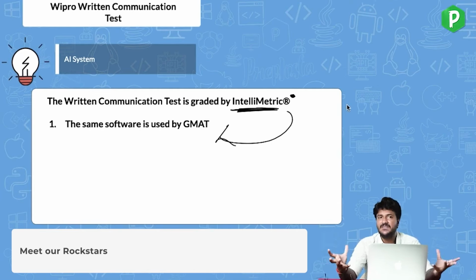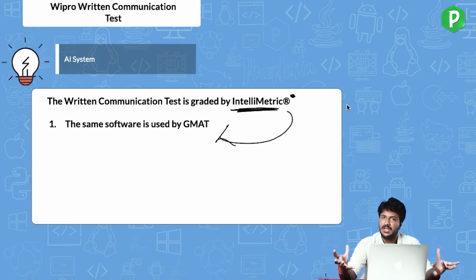Not just does it identify very factual information or errors that you are making, it is also able to understand the meaning of what the paragraph is saying and comprehend the meaning much better than a human being. So even if a human being is grading the essay that you have written, the AI system will be able to find more mistakes and understand and comprehend the meaning better than a human being. The same software is used by GMAT.